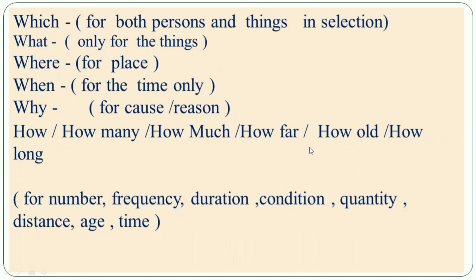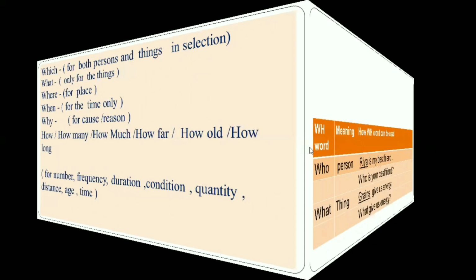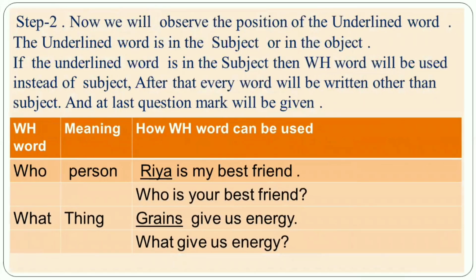So, my dear student, selection of the WH word is very important. So, all of you should memorize the topics, okay? Now, next, my dear student, step 2. In step 2, you have to follow. Now, we will observe the position of the underlined word. That means what underlined word we are looking for, the underlined word is in which position. It is in the subject or it is in the object. Here is written the underlined word is in the subject or in the object.